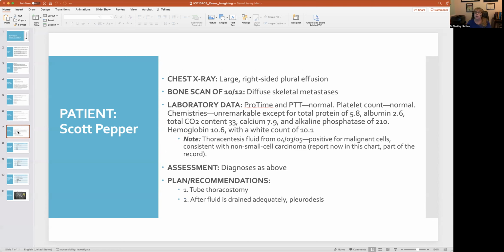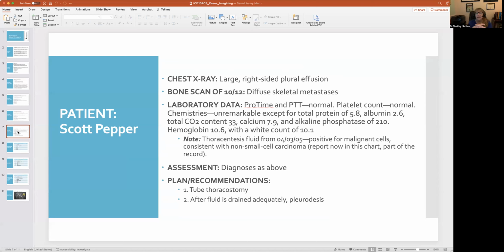All right, chest x-ray. A chest x-ray was done. Large, right-sided pleural effusion. Bone scan of October 2012 showed diffuse skeletal metastasis. Remember, metastasis is when the cancer has spread from another part into, okay? So skeletal metastasis is the cancer. We already know he has lung cancer, and that has now spread to his bones.